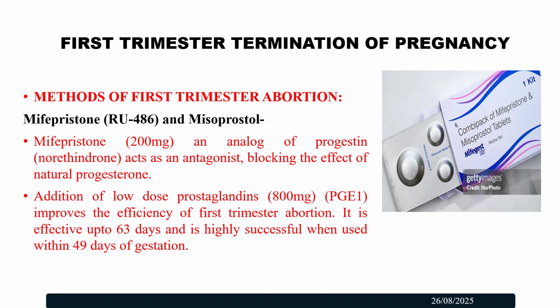First trimester termination of pregnancy, which means methods of first trimester abortion. Here, first, using mifepristone and misoprostol. Mifepristone 200 mg, an analog of progestin, acts as an antagonist blocking the effect of natural progesterone. Addition of low dose prostaglandin 800 microgram improves the efficiency of the first trimester abortion, and it is effective up to 63 days, and it is highly successful when used within 49 days of gestational age.